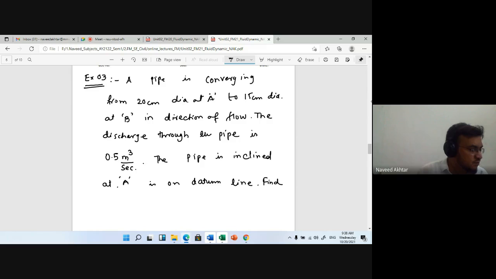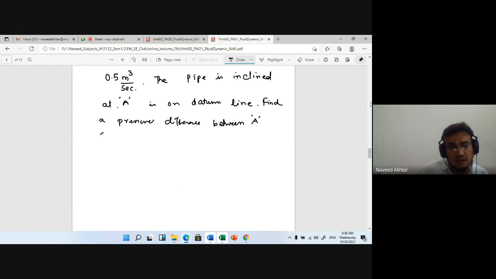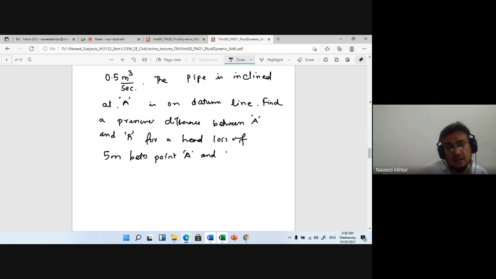Find the pressure difference between A and B, for a head loss of 5 meter between point A and B.